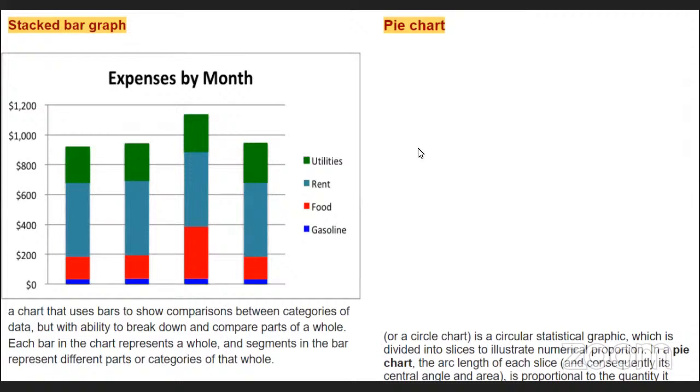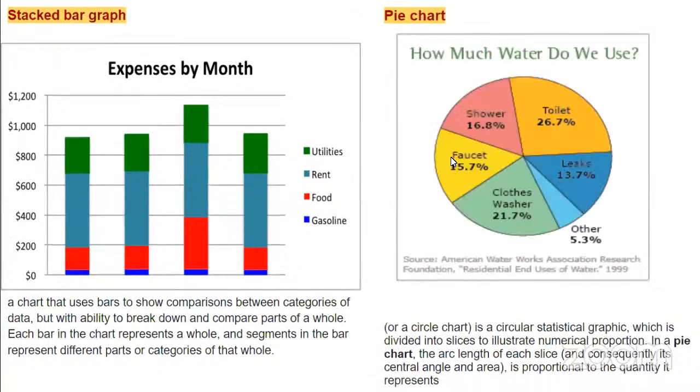So that is a stacked bar chart, and then a pie chart is a normal way to use a circle chart or a circular chart. It's a circular statistical graphic which divides into slices to illustrate numerical proportion. In a pie chart, the arc length of each slice is proportional to the quantity it represents. So what we mean by arc length is the angle, like the size of the angle between the two variables.